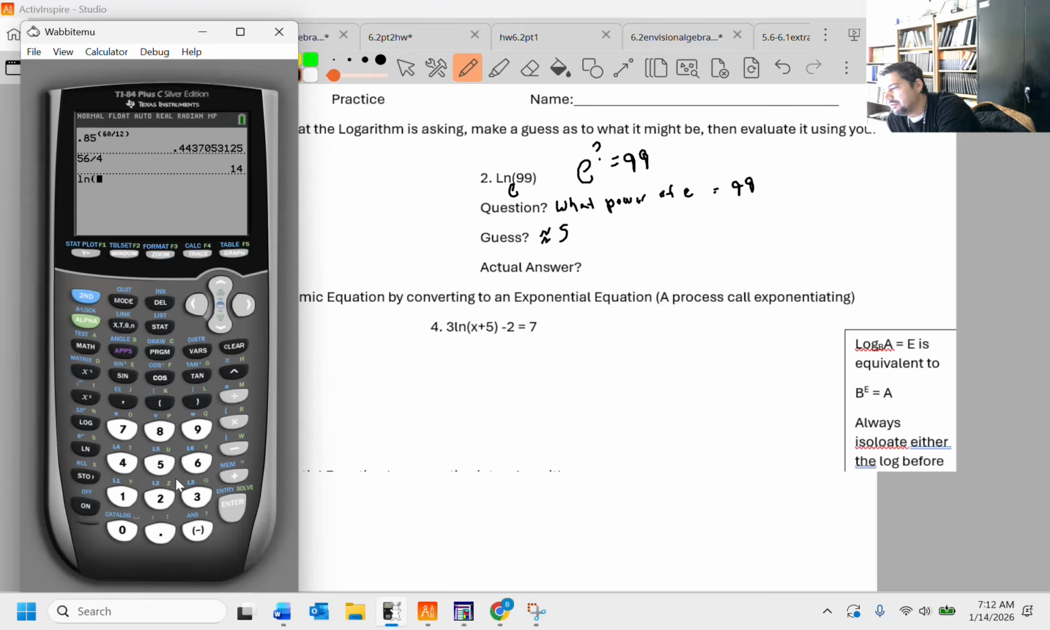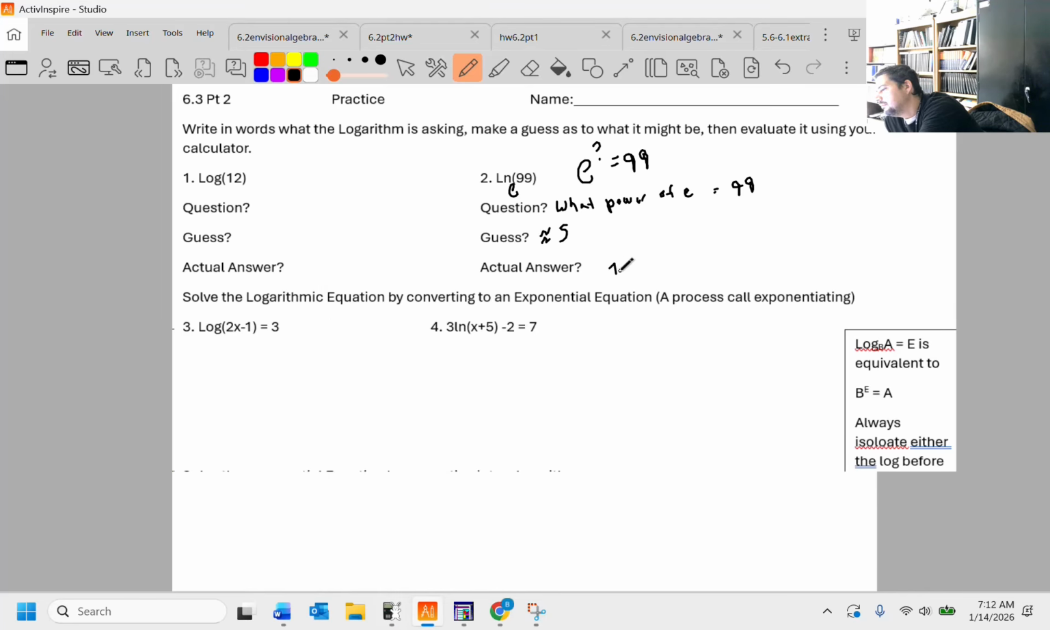So, answer it with a calculator. You got the natural log of 99. Not too far off. 4.5951. Over here, this is a power of 10, right? That's a log. 10s are understood.